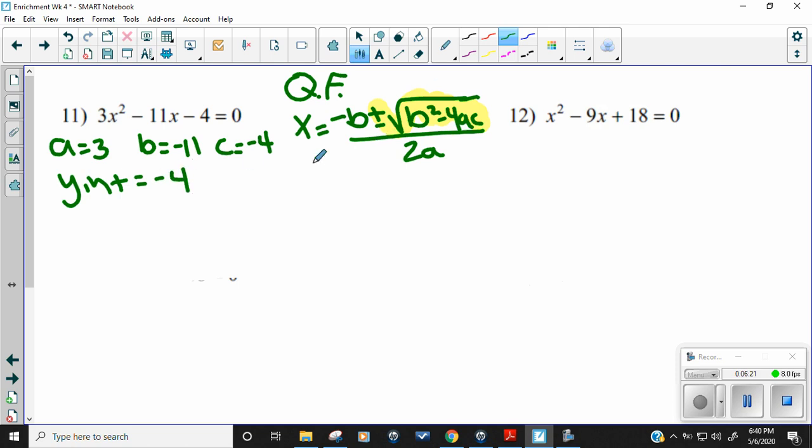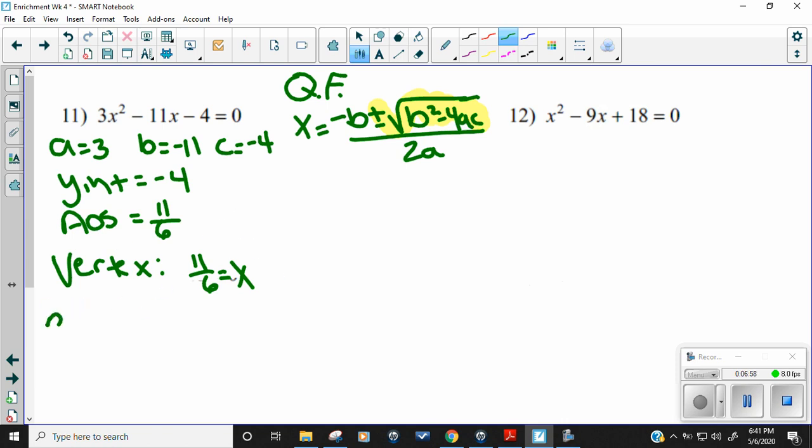X-intercepts, we're going to use the quadratic formula. The AOS is negative b, so it's negative 11, so you change it to a positive 11 over 2 times a, 11 over 6, 3 times 2. And then to find the vertex, this is your x value. So 11 over 6 is my x value. So I need to put that into the equation and find out what my y value is at that point.